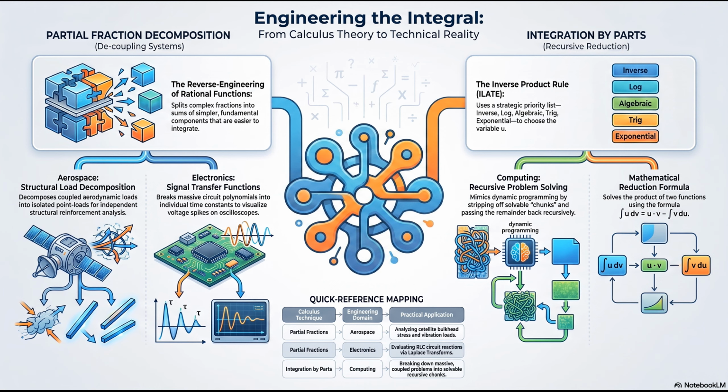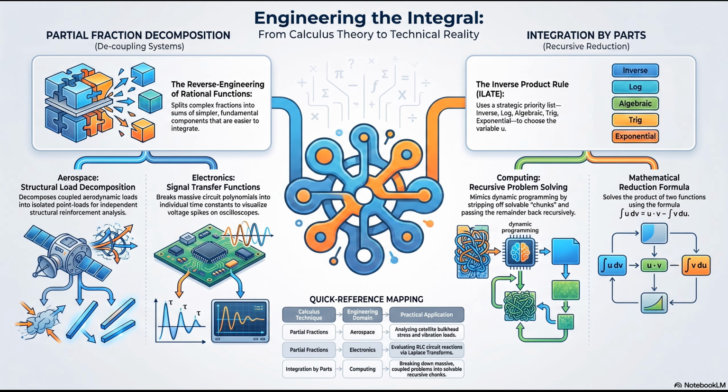But I do see a glaring limitation here. Partial fractions are brilliant when you are dealing with rational functions, polynomials that can be neatly factored and pulled apart algebraically. But what happens when your physical system introduces something that isn't a polynomial? Like, say, an exponential decay rate or a sinusoidal wave. The pieces just don't fit together neatly anymore. And that is exactly where partial fractions hit a brick wall. If you are trying to integrate a function where a simple algebraic variable is multiplied by a transcendental function, like x multiplied by e to the power of x, you can't just decompose it.